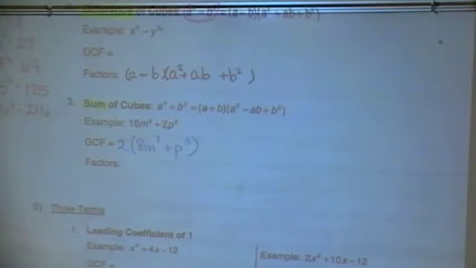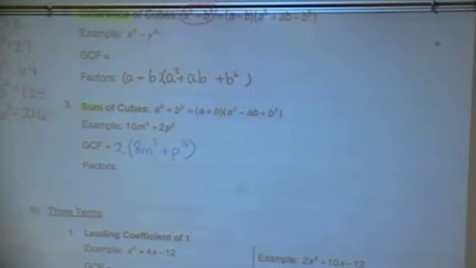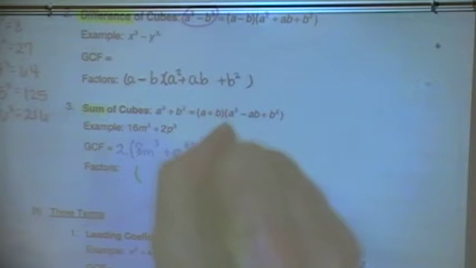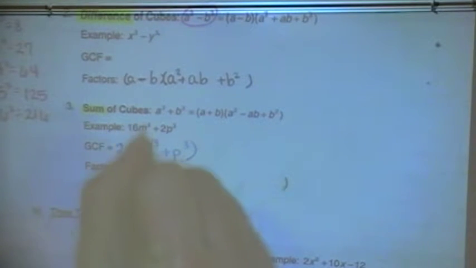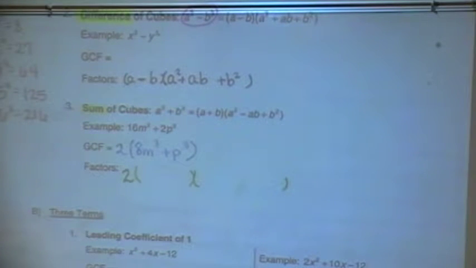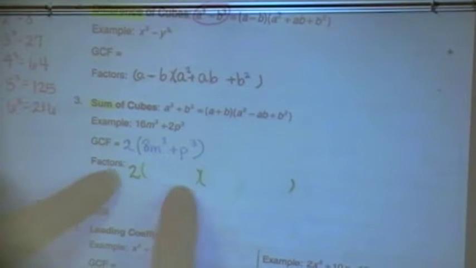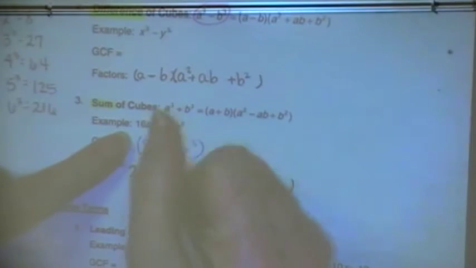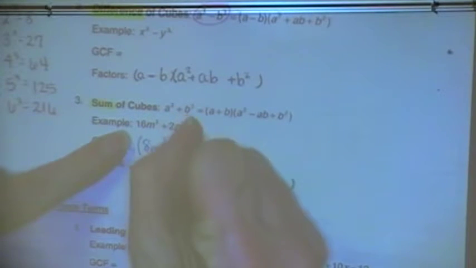All right? When I factor a difference of two perfect cubes, I have a small set of parentheses and a large set of parentheses. I'm going to go ahead and bring down the 2 because I've already factored it out. It is a factor in my final answer. Now I'm just going to follow the pattern. I take the sign from the original problem. It's positive. So my small set is going to be positive.